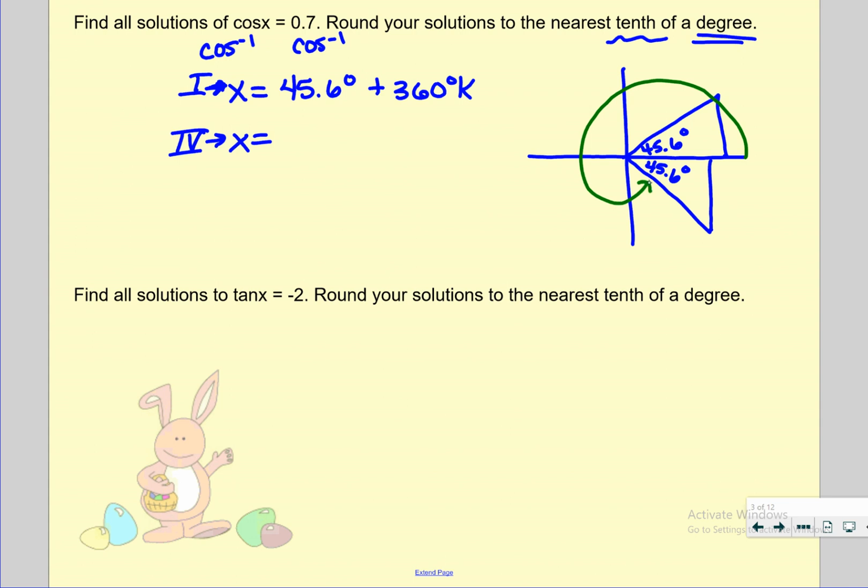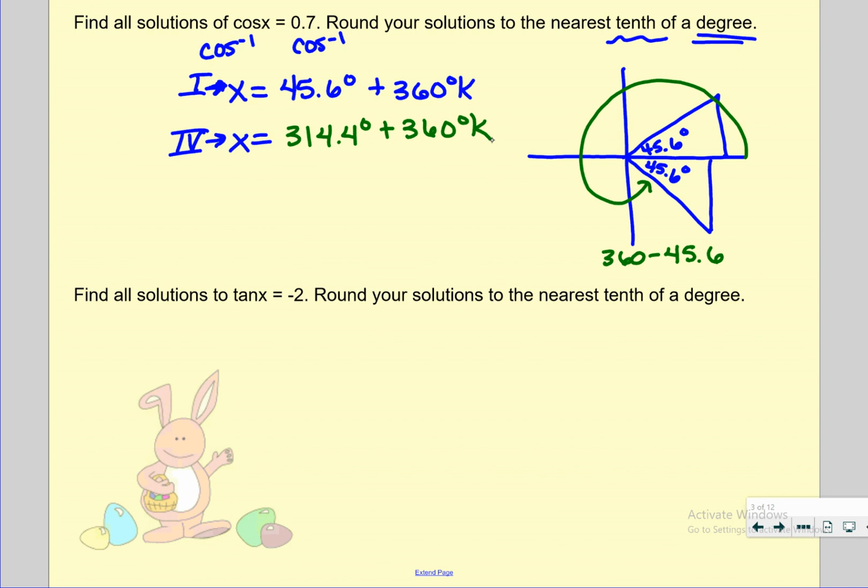So we just do 360 minus 45.6, and that's going to be our second answer, which is 314.4, and then again, I'd say plus 360 times k. If you want to check it, plug it in. Take the cosine of 314.4 in your calculator, and you're going to see it's about 0.7. Okay, so you can double check that you did that right.